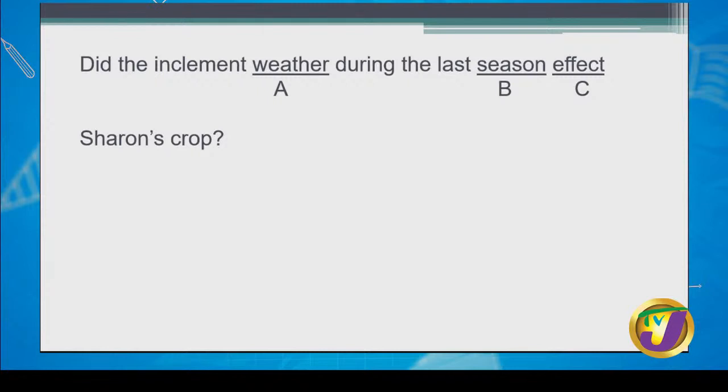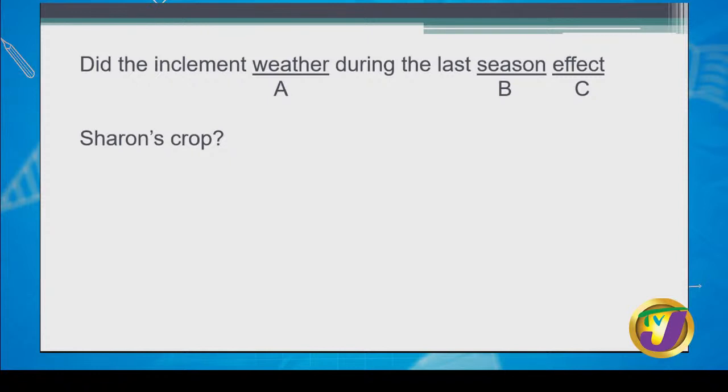Did the inclement weather during the last season affect Sharon's crop? So again, we have our 3 options. There is weather. Is that the correct weather? We have season. We're not talking about seasonings. We're talking about seasons. We have effect. Is there anything wrong with this sentence? And if so, where is the problem? What part of this sentence, if any, is incorrect?